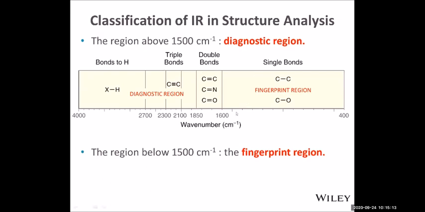The range from 1,600 down to 400 is more for the expert, and we call it the fingerprint range. It is a fingerprint for machinery or software: we can use software to identify the compound with the fingerprint range. The diagnostic range is what normal organic chemists use, simply by visual inspection, to identify compounds.